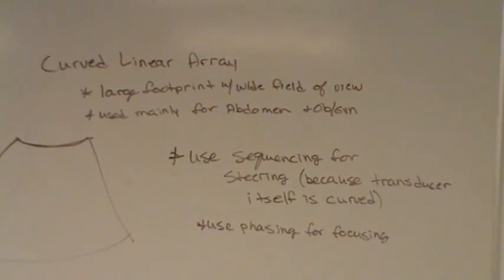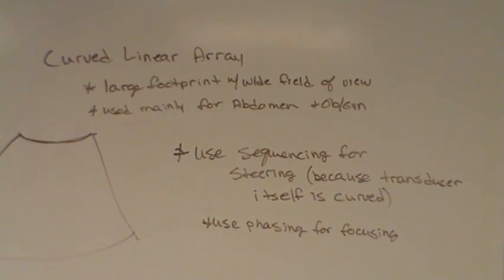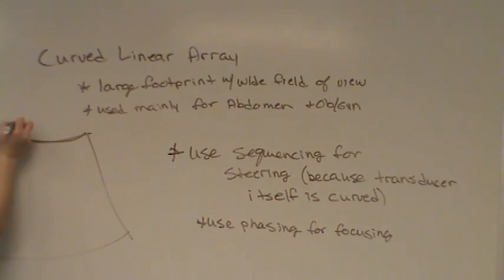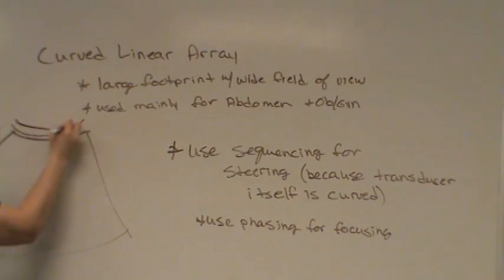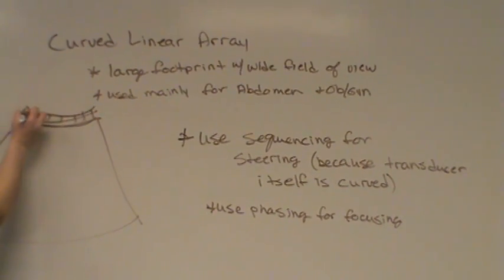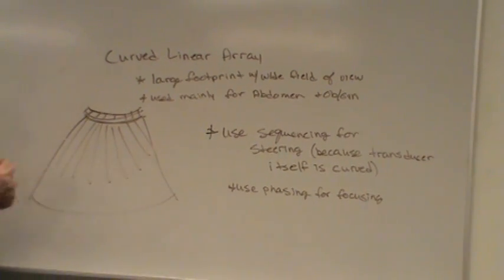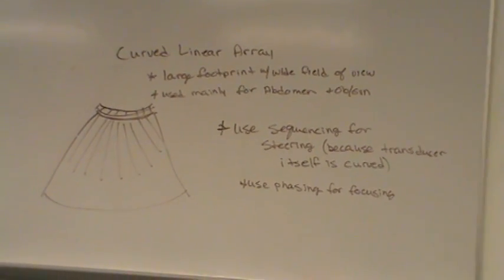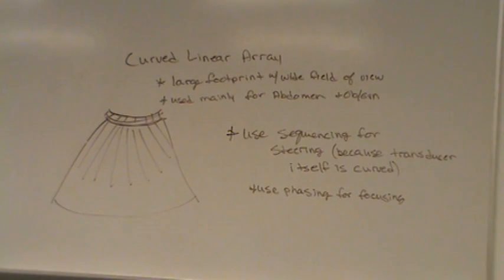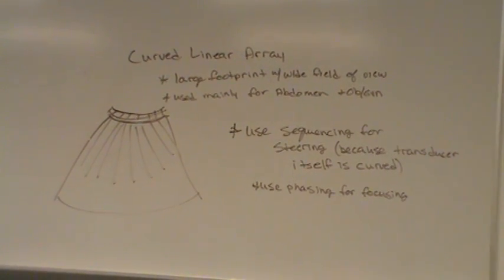So the elements themselves sit in a curved fashion. So you know that if I had the transducer face here, the transducer face itself is curved. So it's just going to send the beams out in straight lines, because they're already going to go in different directions because the transducer face itself is curved. So it uses sequencing for steering and then can use phasing for focusing.